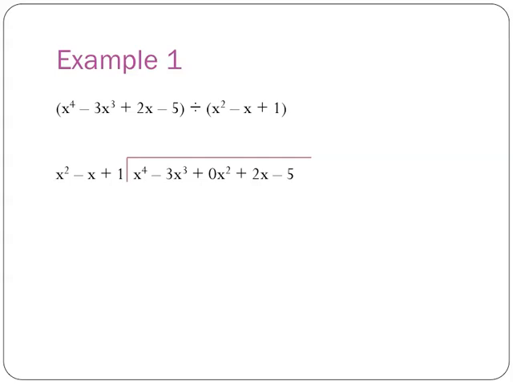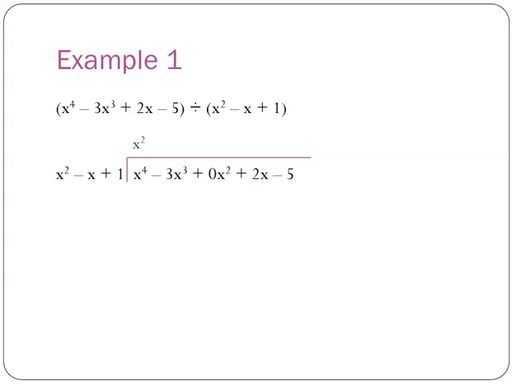So now to go through the long division, you're going to look at the first term, x to the fourth, and then the first term in the divisor, x squared, and you're going to ask yourself, what do I have to multiply x squared by in order to get x to the fourth? In this case, that would be x squared. So we're going to write x squared right on top of the x to the fourth.